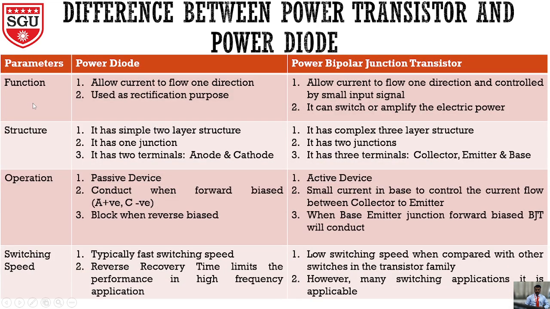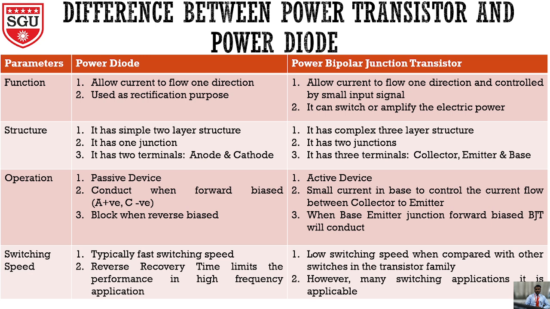As far as the function category of power diode and power bipolar junction transistor is concerned, in the power diode, current will flow in only one direction. In the bipolar junction transistor also current flows in only one direction, but it can be controlled by a small input signal. That's what we have seen in the last switching also, base current. So base current will control the current flow from collector to emitter or emitter to collector based on the configuration, NPN or PNP transistor.